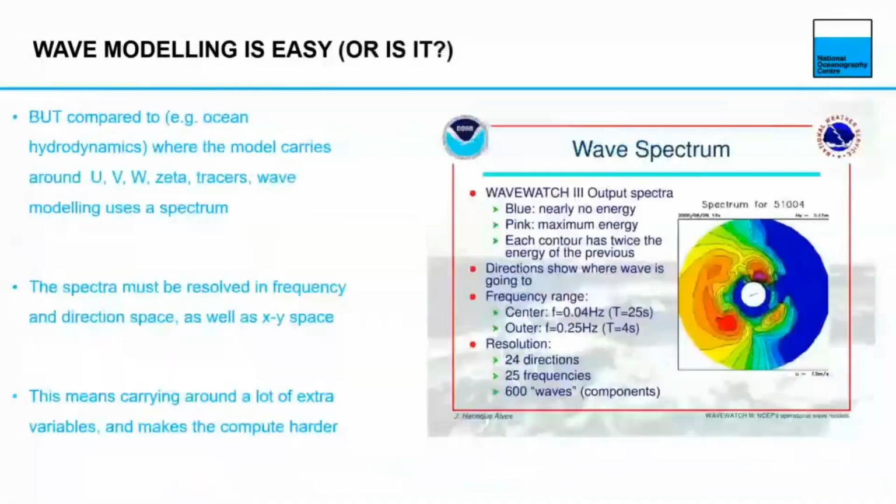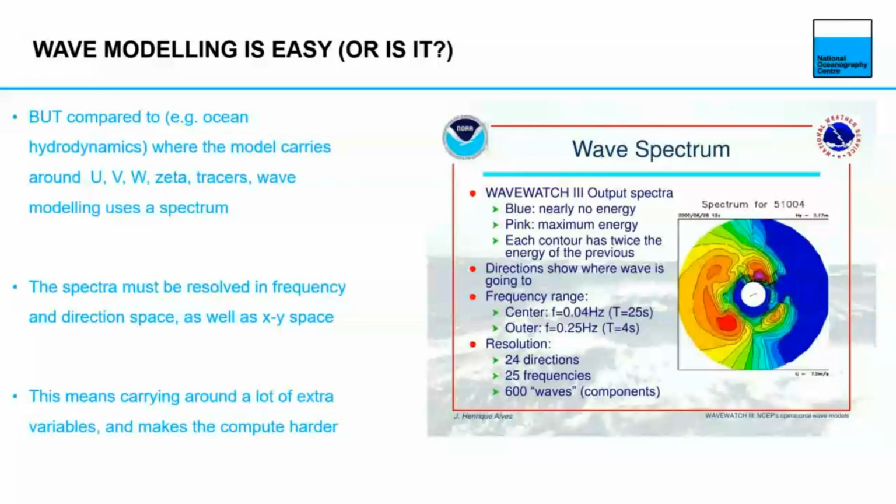But it's not as easy as all that, because when we compare it with something like hydrodynamic modelling of just the ocean, we only sort of carry around the velocity and the water level. So you only have UVW, so three current vectors, and then the water level, maybe some tracers, a bit of physics, a bit of biology. When you do waves, you are actually carrying around a whole spectra of energy. So we don't represent single wave crests coming back.